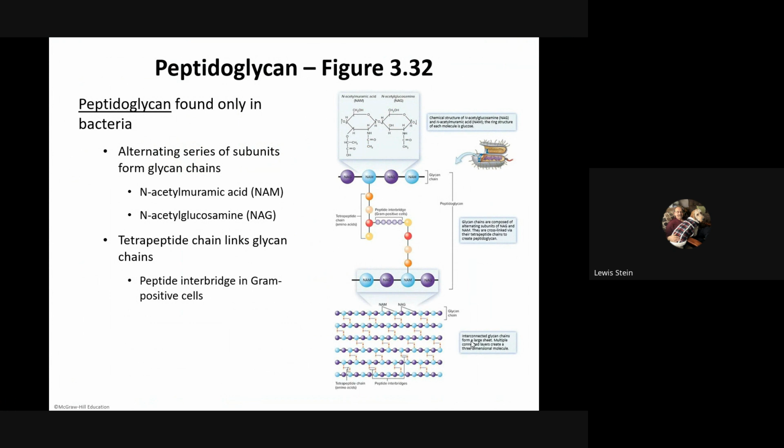So the interbridges are only in gram positives. You want to remember that, that's fine. That's what you know. So the glycan is the strength, okay, but what holds it together are those peptide groups and peptide interbridges. There's always some in bacteria and gram positives.